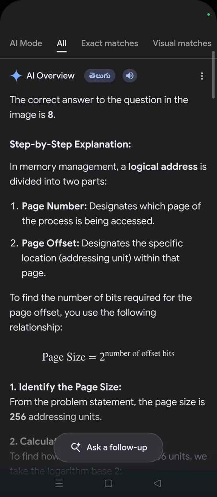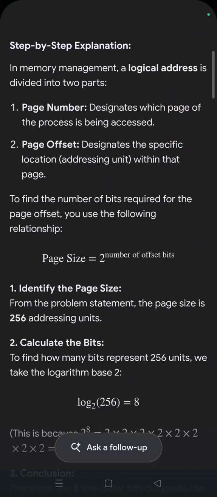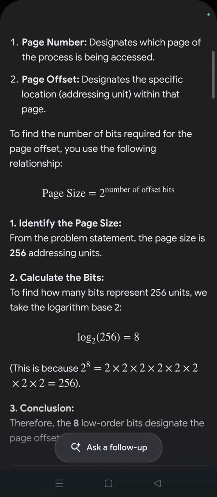The correct answer to the question in the image is 8. Step-by-step explanation. In memory management, a logical address is divided into two parts. Page number designates which page of the process is being accessed. Page offset designates the specific location, addressing unit, within that page. To find the number of bits required for the page offset, you use the following relationship. Page size is equal to 2 power number of offset bits.